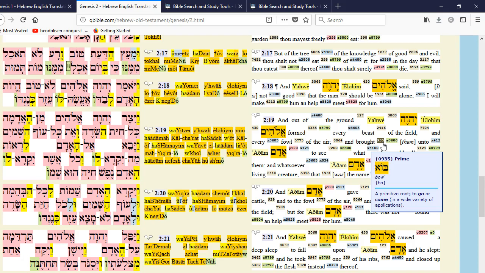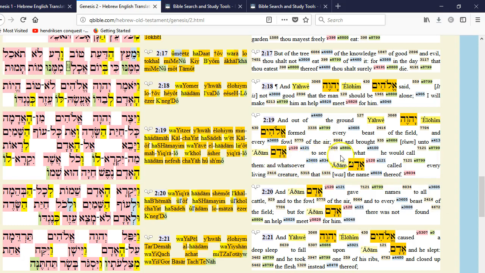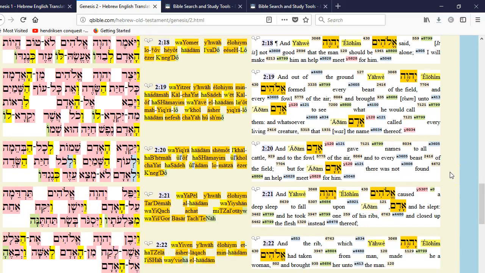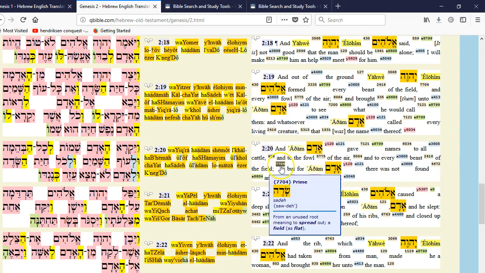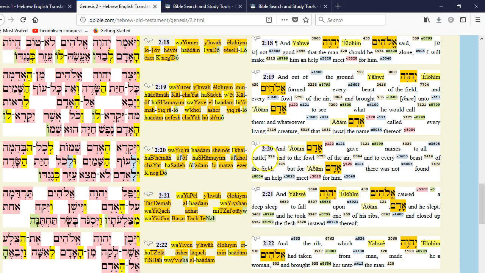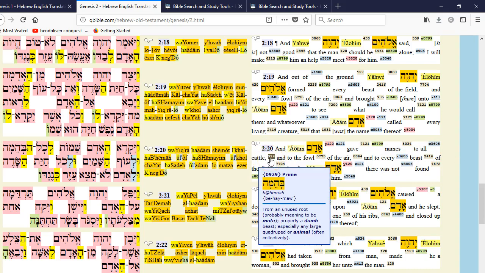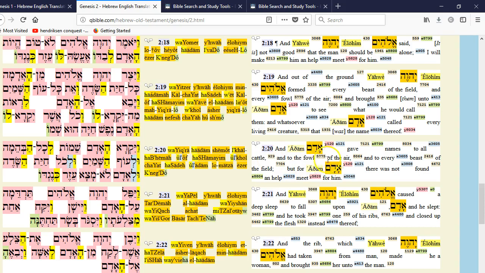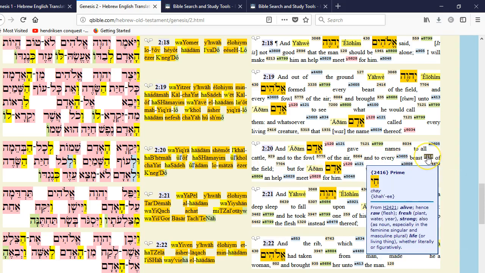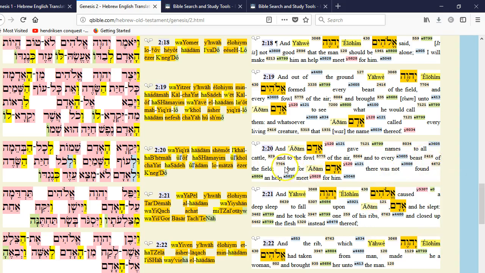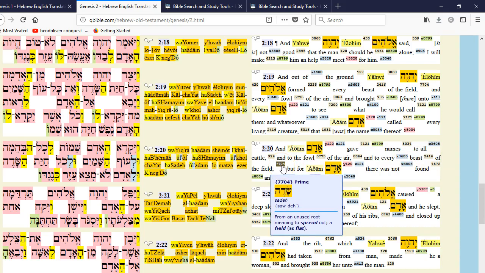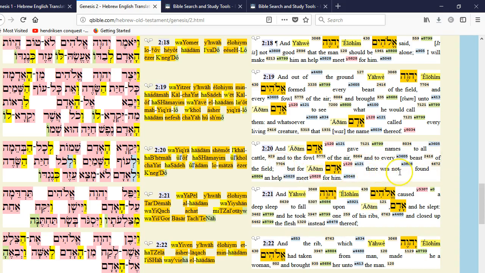Consider these things, and brought them unto Adam to see what he would call them. And whatsoever Adam called every living creature, that was the name thereof. So, and he gave names to all the cattle. This is 2:20. It says cattle, but it's Bema. I'm not sure that Bema is cattle. But every fowl of the air, every Shaddai. But for Adam, there was not found a help suitable for him.